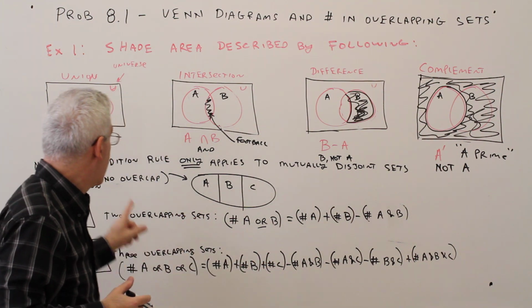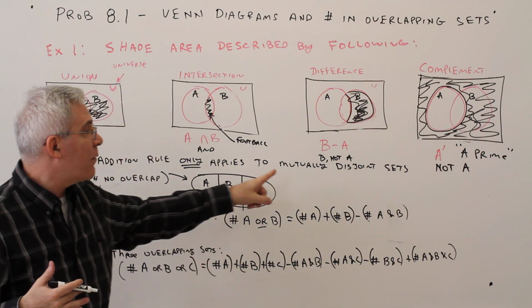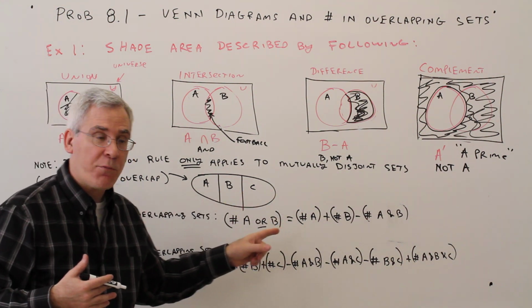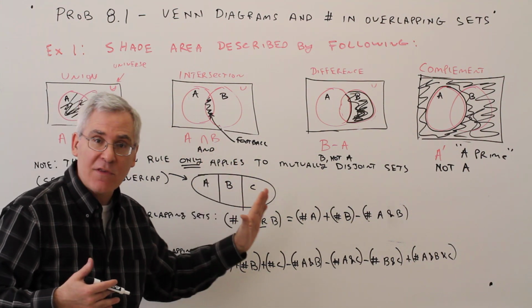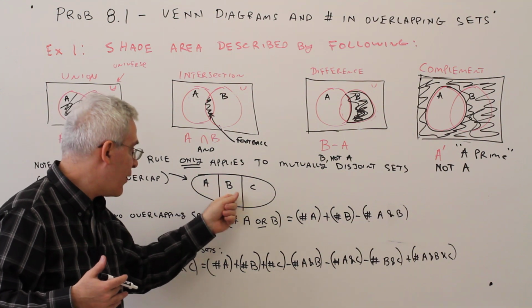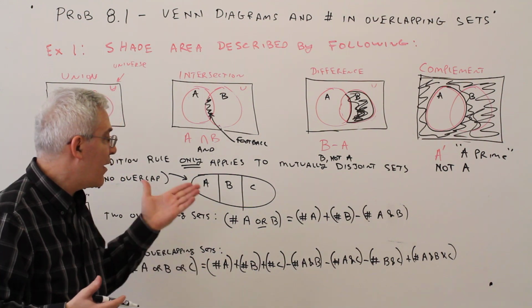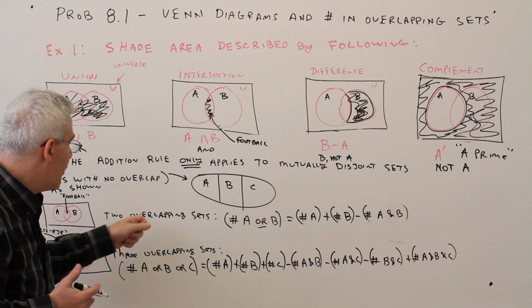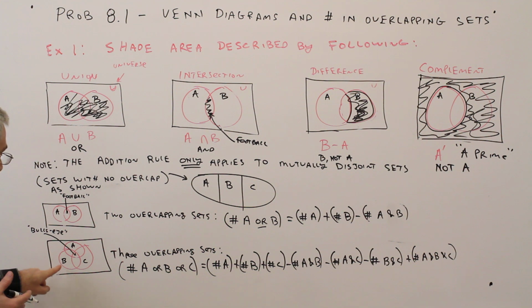Now let's make a note. The addition rule that we've been using before only applies to mutually disjoint sets. That's sets with no overlap. So in previous problems, we've had the total and we've divided it up into either A, B, C, etc. Notice there's no overlap. And in those cases, we could say this plus this equals the total. However, if there is overlap, we've got to use some different techniques. So here's two of the more common ones we'll be using. Two overlapping sets, as shown here, or three overlapping sets, as shown here.